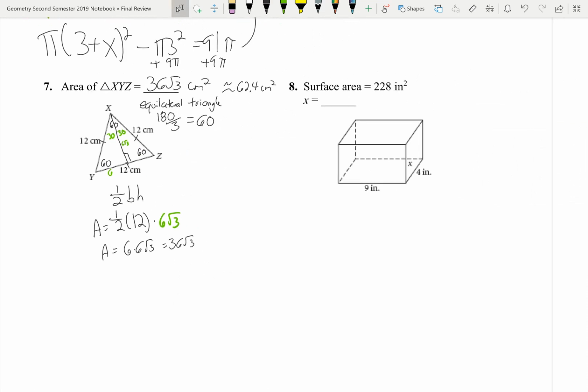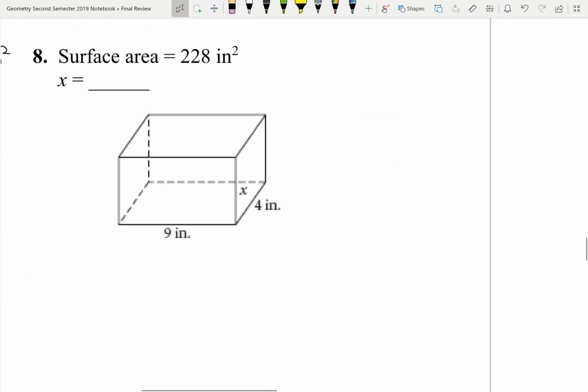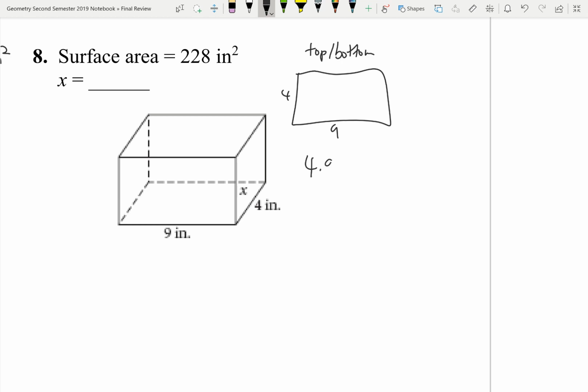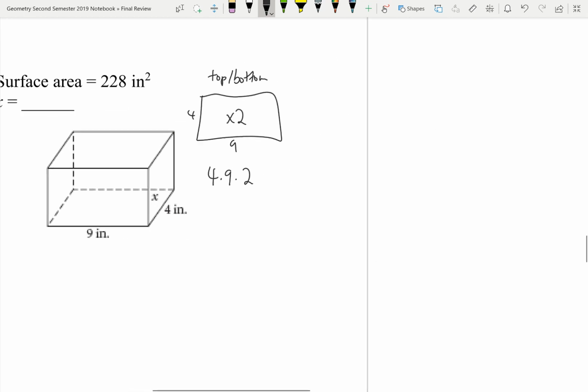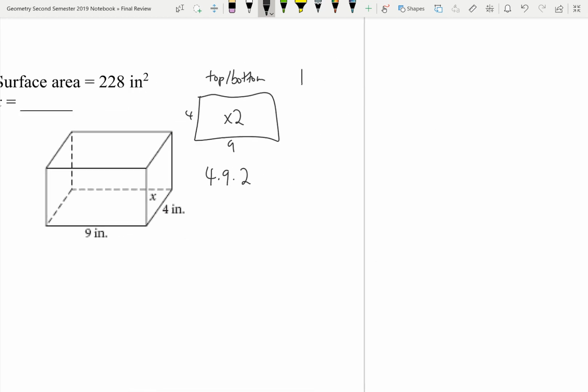Okay. Next is surface area is given, and x equals what? Well, let's see. We have 6 faces here. We have 4 by 9, that's right, that's the top and the bottom. And that's going to be 4 times 9 times 2, right? There's 2 of them. We have a left and right.